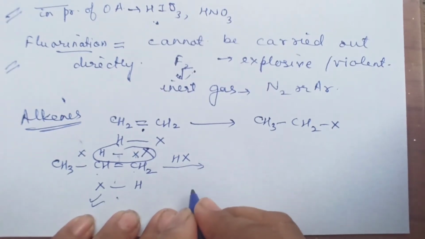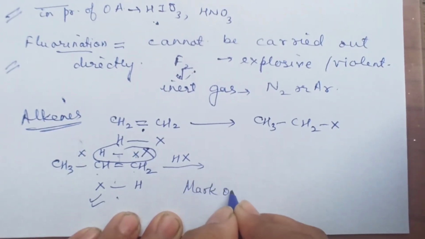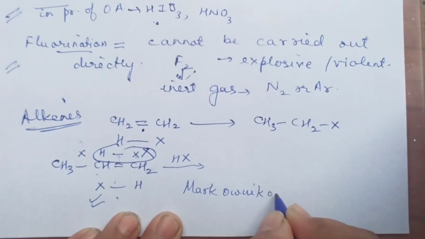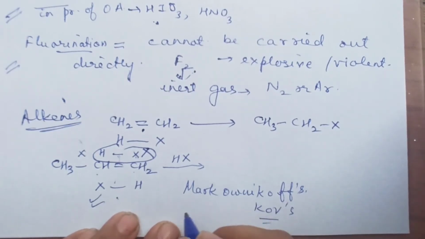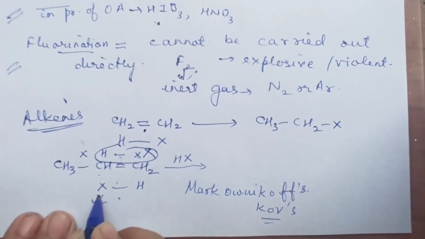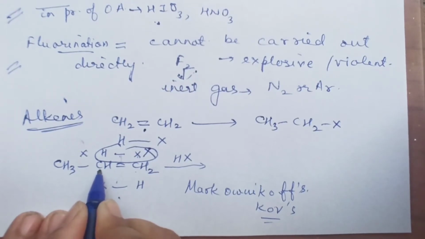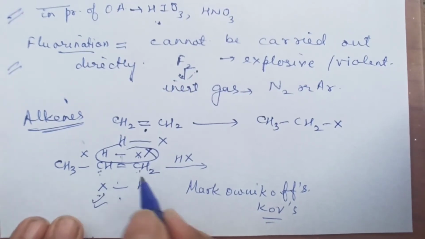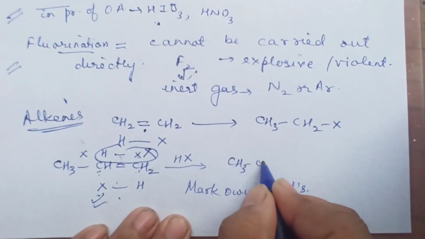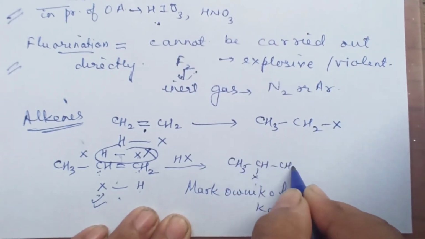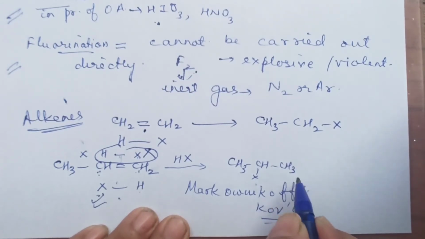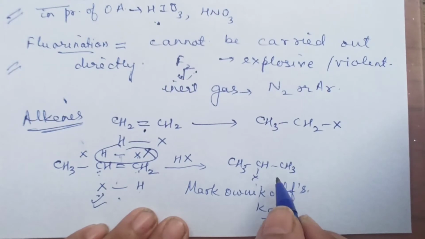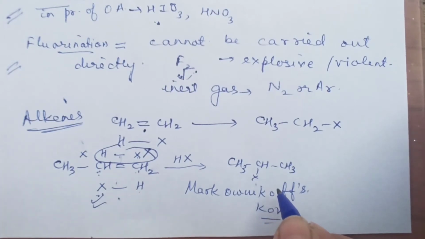Why? Because there is a rule, Markovnikov's rule. In some books you will find it spelled differently. Okay, what does this rule say? It says the electronegative part of whatever you are adding will add to the carbon containing less number of hydrogens and hydrogen to the carbon containing more number of hydrogens. So what will you get here? CHX, and this side will be CH3. That means 2-halopropane is the major product.